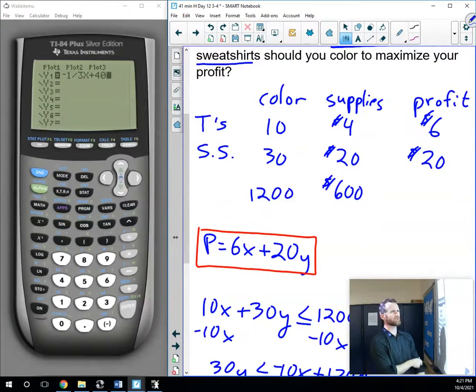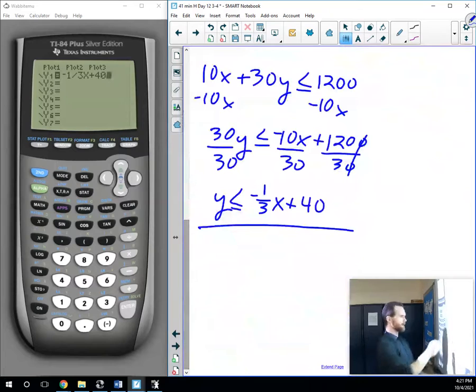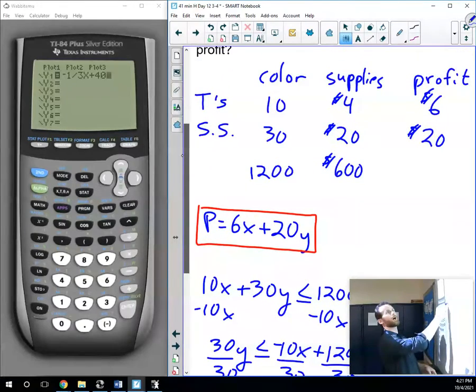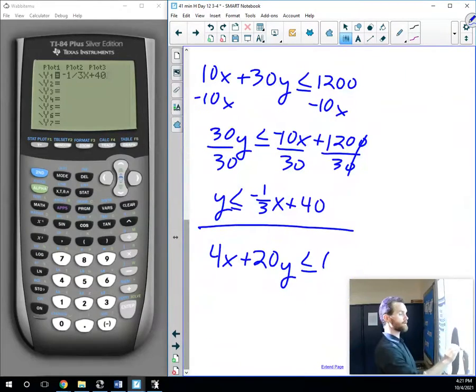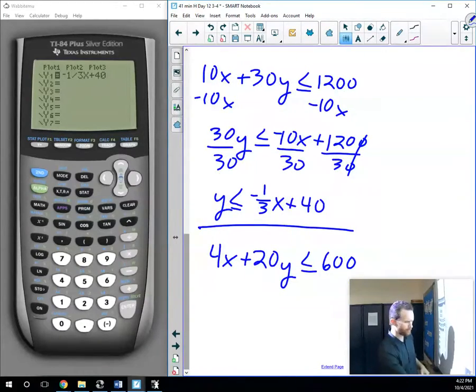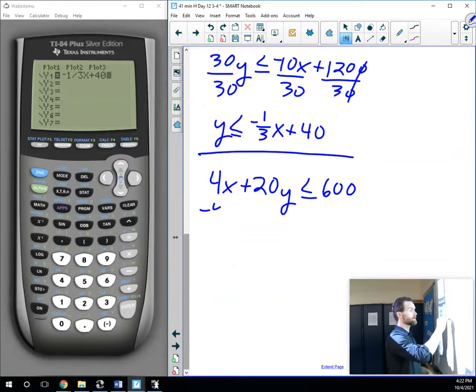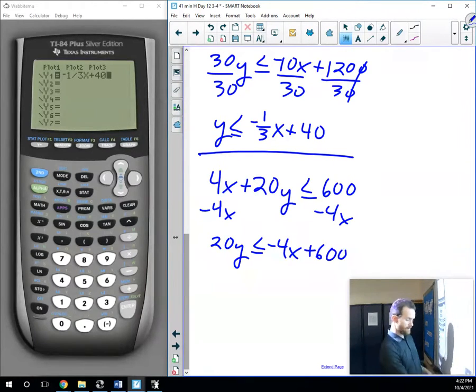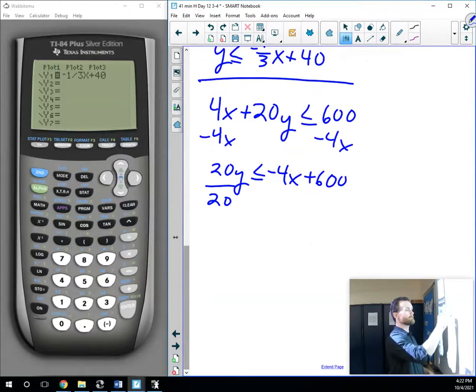Now we've got our supplies, which is 4x, 20y, so 4x plus 20y is less than or equal to 600. Let me check that one more time. 4, 20, 600, 4, 20, 600. Beautiful. Get y by itself. Take away 4x. Get 20y is less than or equal to negative 4x plus 600. Then we divide everything by 20.